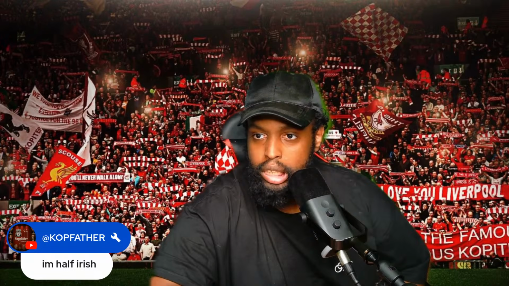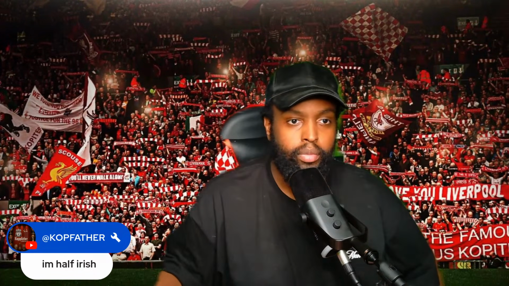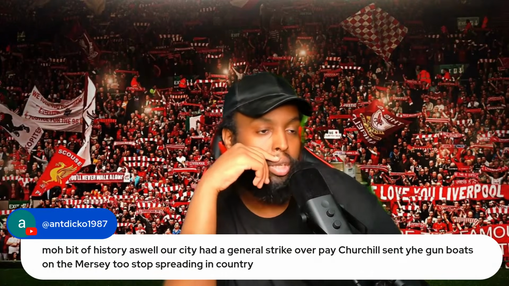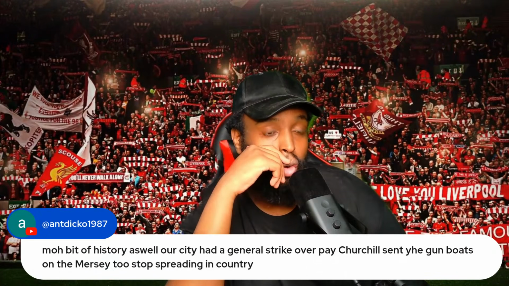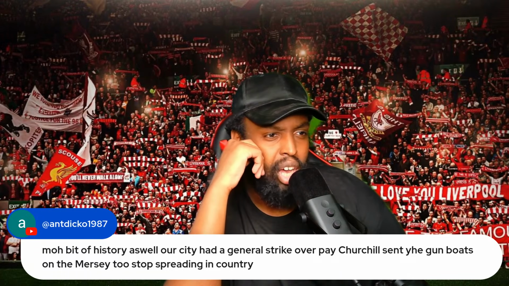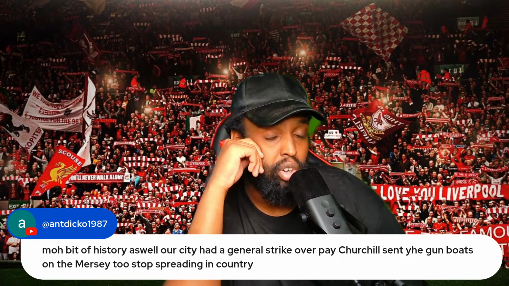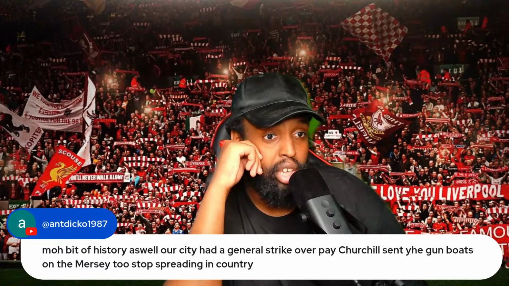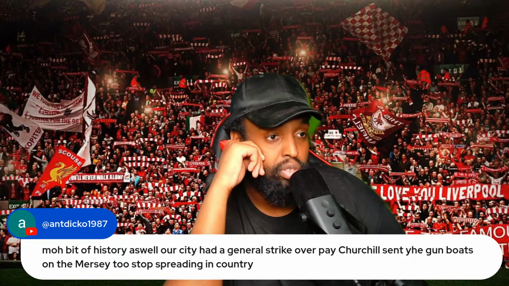A bit more history as well. Our city had a general strike over pay. Churchill sent the gunboats on the Mersey to stop it spreading in our country.